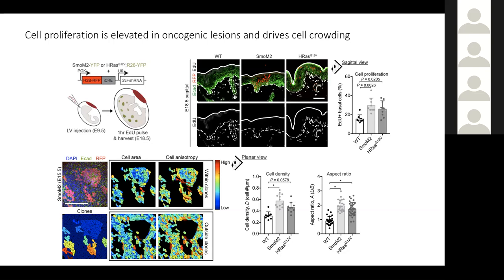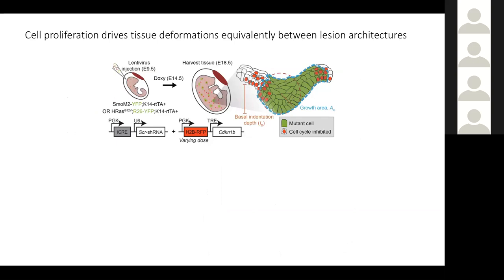Is this what's giving rise to differences between these architectures in both cases? To test this, we derived a functional genetics experiment: if we diminish the proliferation of cells within these mutant tissues, do we change the architecture of these lesions, i.e. do we make a bud into a fold or vice versa? And the answer is no.